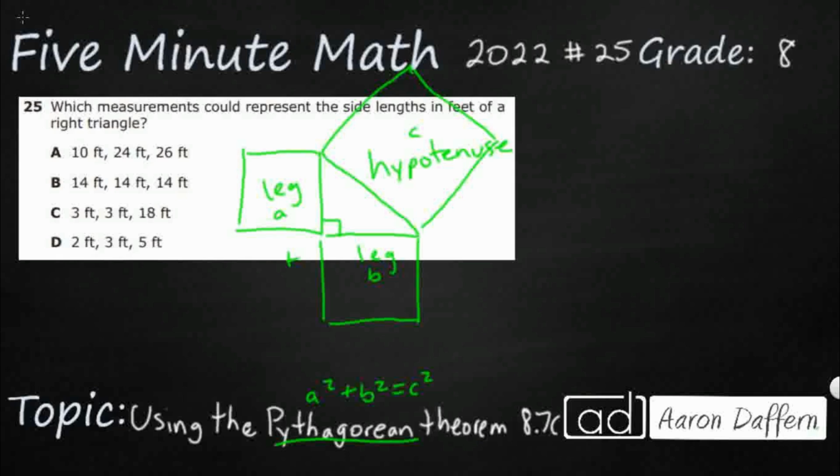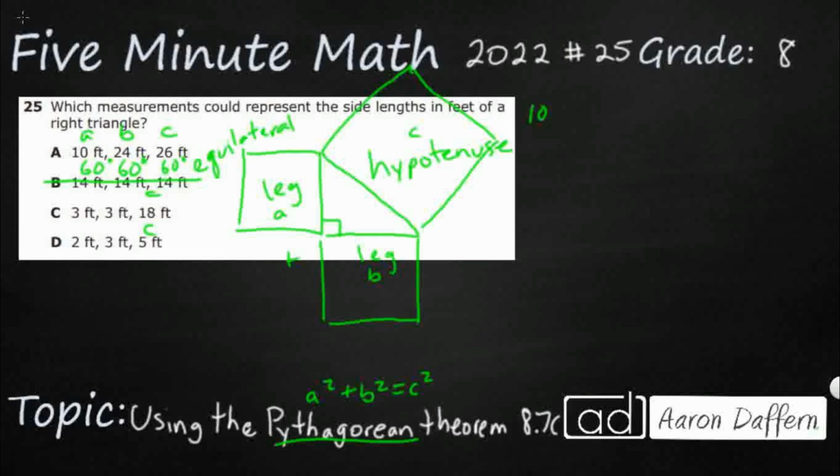We know that the hypotenuse is always the longest, so I'm going to make my c the longest number in each list. Let's go ahead and just cross out b, because look at that, 14, 14, 14. That's an equilateral triangle, all sides the same. If all sides are the same, all angles are the same, and that means they're all 60 degrees. That is not, by definition, a right triangle. So we can get rid of that one. But we can just use the 10.